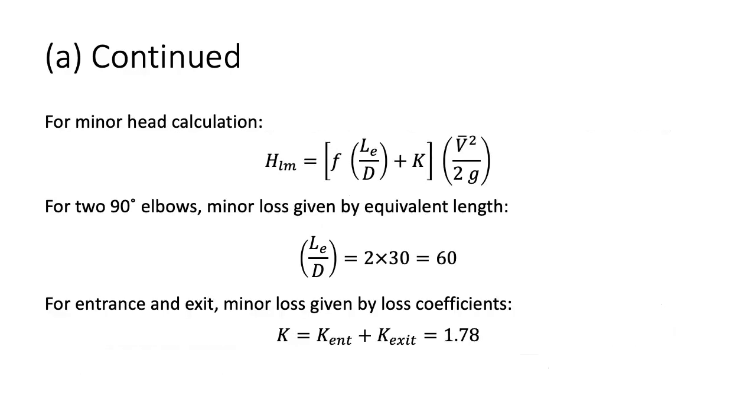To solve for the minor head loss due to the entrance, two elbows, and exit, we will use the definition shown.